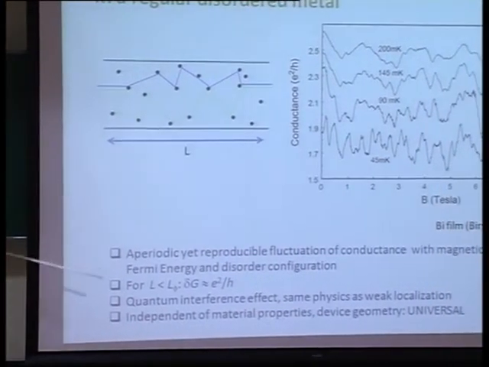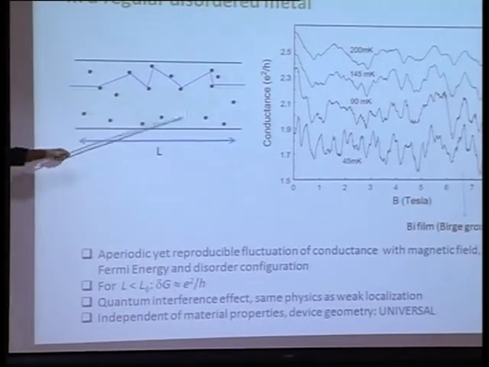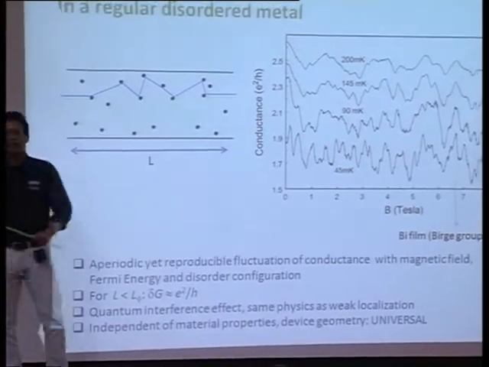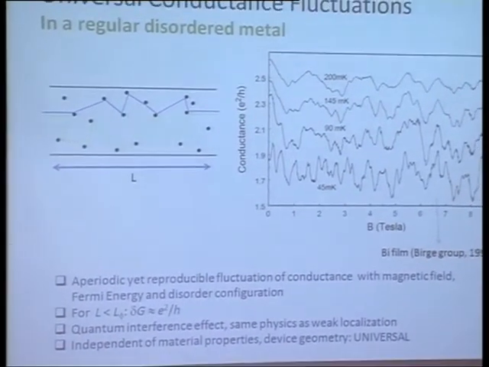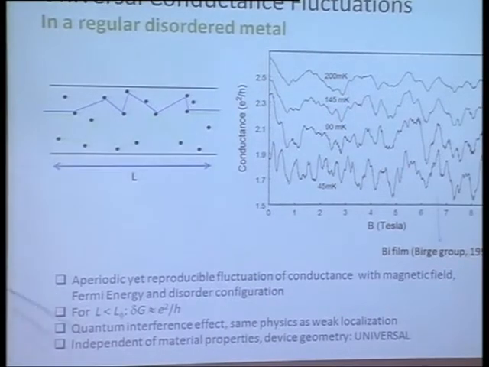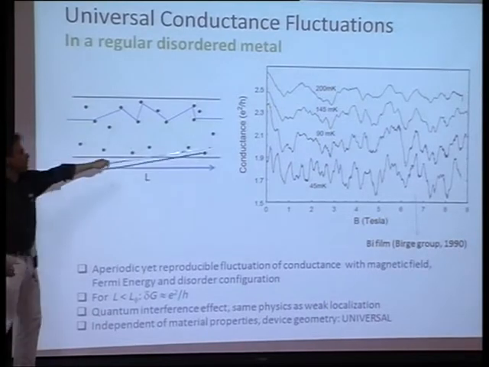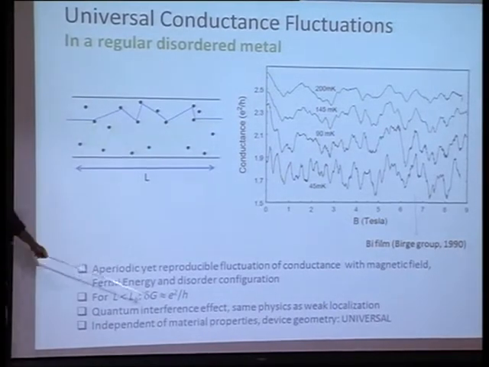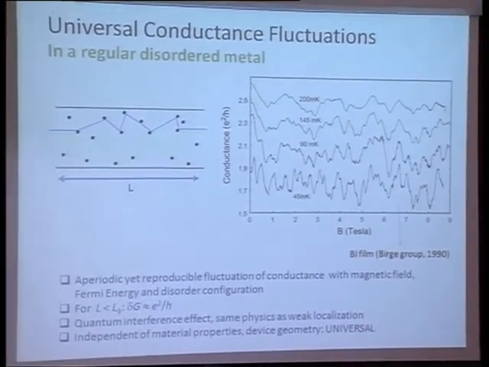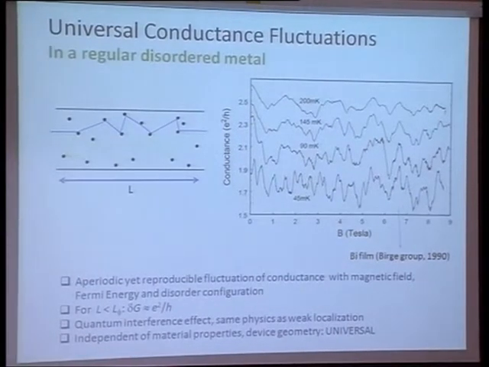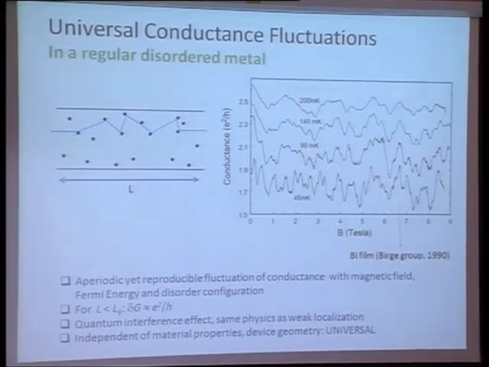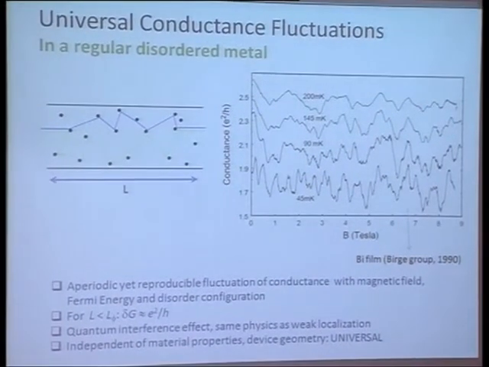What has been shown is that these fluctuations, when you measure them within a phase coherent volume, with length less than L phi, have a magnitude very close to e squared over h, or on the order of e squared over h, which is independent of the material properties, the device geometries, the details of the system. And that's why it's called universal.